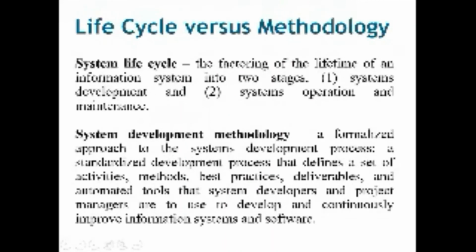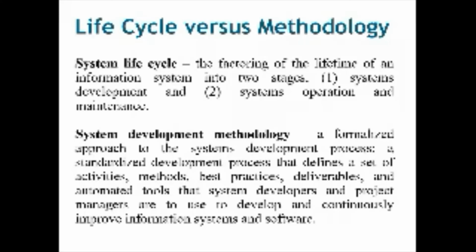So life cycle versus methodology. What is life cycle? The concept behind life cycle is having two stages: system development, and system operation and maintenance. First, we have to develop the system, then we have to operate it, and we have to maintain it. For example, in a railway reservation system, first you develop the software. Then to operate the software, we need people: system admin, software developer, maintenance managers and end users. After that it goes to the public.